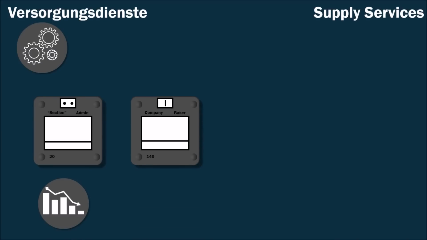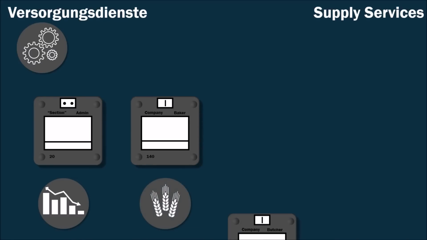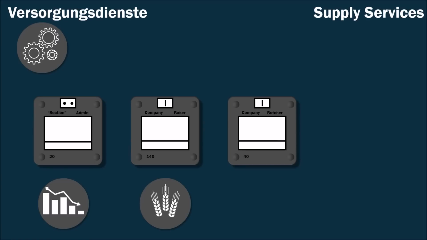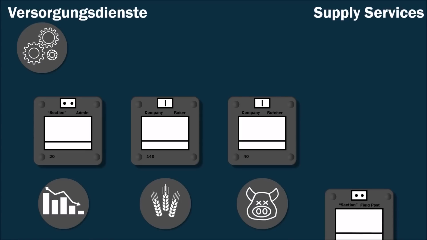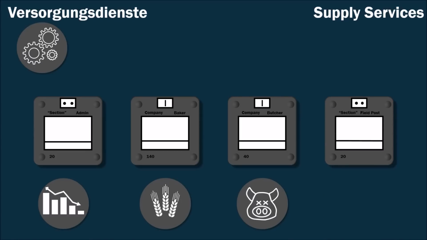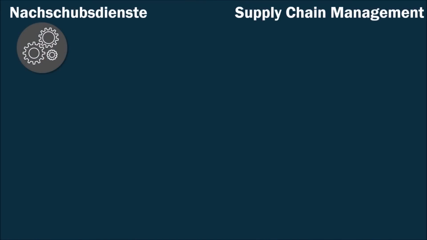Then we have a baker company. They made bread and lots of it. And also a butcher company. They basically butchered pigs, cows and sheep and made sausages out of them. And finally a small section for the field postal service, which was very important for the morale of the troops in the field. Now the supply services heavily relied on the supply chain management, or in German Nachschubsdienste.